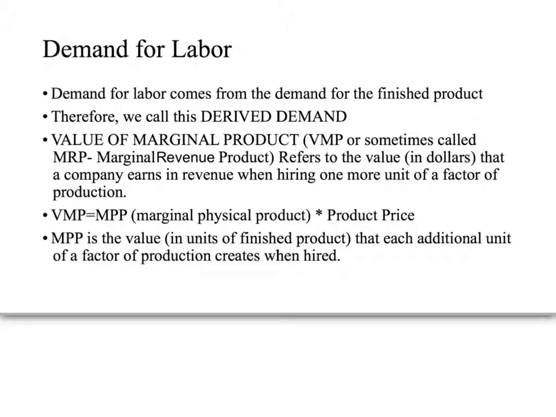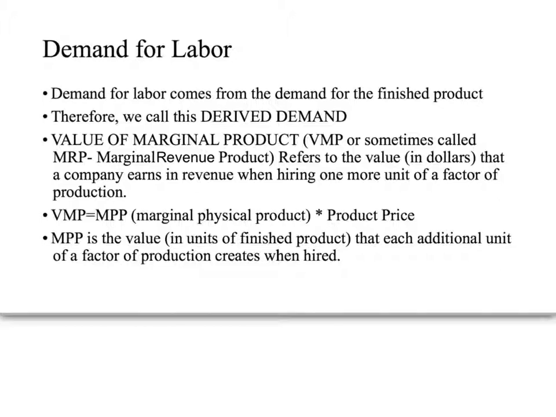Another key feature is the value of marginal product, which is VMP, or sometimes called MRP, marginal revenue product. It refers to the value in dollars that a company earns in revenue when hiring one more unit of a factor of production, in this case labor. The VMP is equal to MPP, marginal physical product, times product price. So again, we're looking at when you add one more worker, how many more products can they make? And then also what's the value in dollars, VMP, by multiplying times the product price.